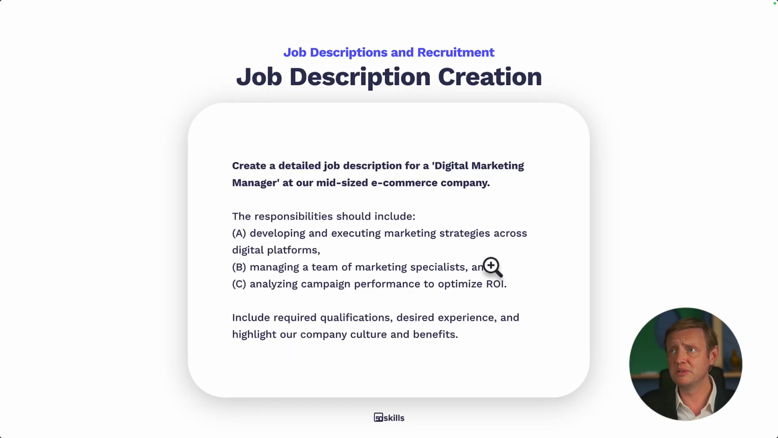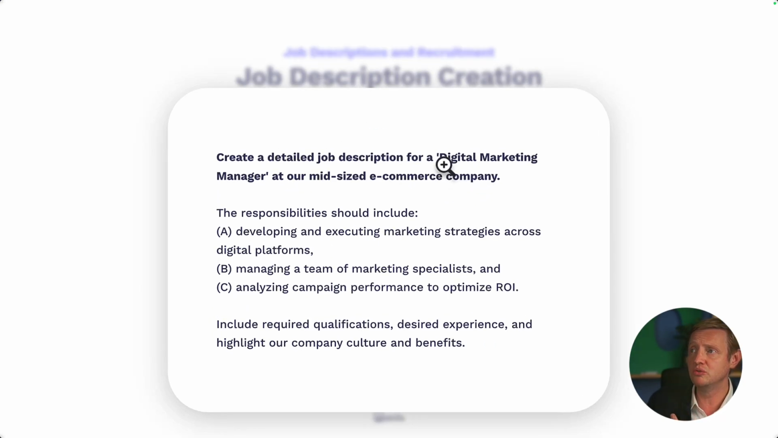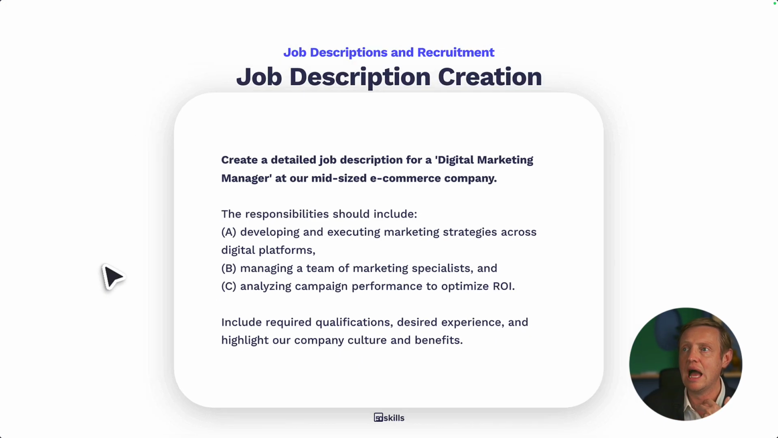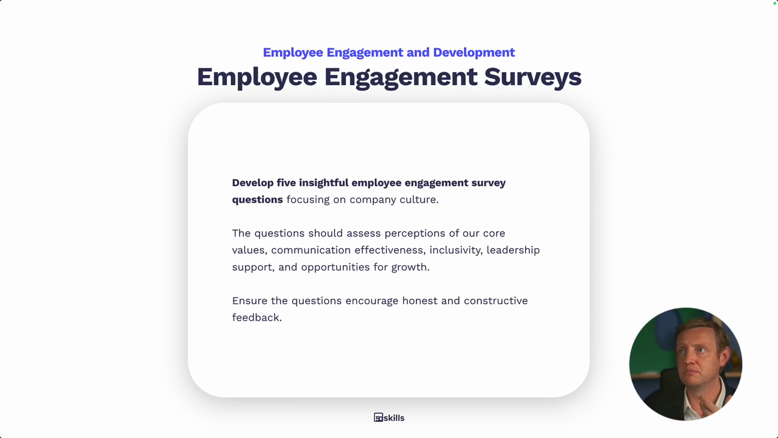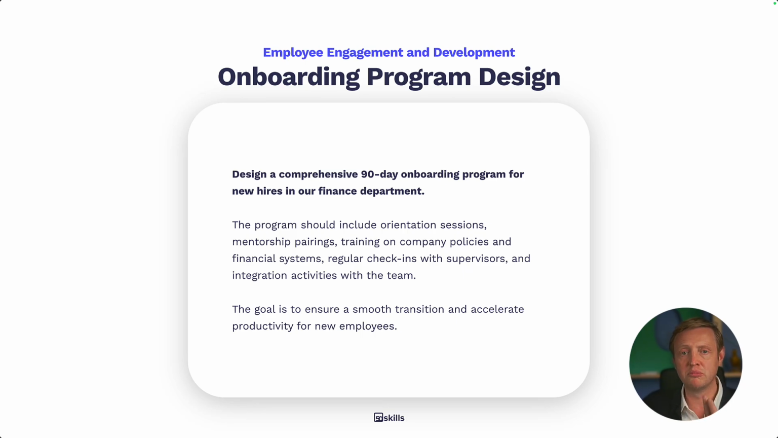Now, you can simply copy paste a job description creation prompt, copy paste this text, change it the way you want to, digital marketing manager into whatever job post you have in mind, put this in the AI and see the results. You can, of course, edit this to your own needs. And we have a ton of prompts here, ranging from how you can summarize things you're posting on social media related to the jobs you're posting, employee engagement, designing an onboarding program.